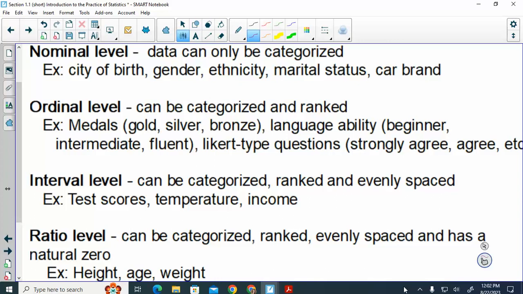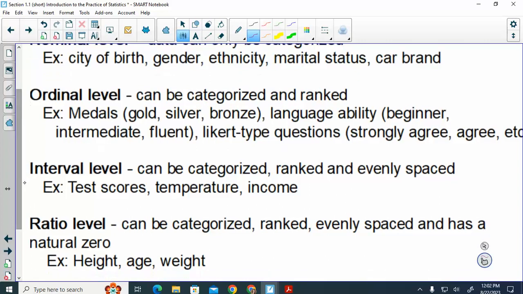Ordinal is when we take it a step up. So we can still have categories, but we can rank them. So things like medals. We all know the gold medal is the best, and then the silver, and then the bronze. If you were looking at your language ability, are you a beginning Spanish speaker, intermediate, are you fluent? We can put those in a meaningful order, an order that doesn't just make sense to me, but we would all agree makes sense. Even something like offices, it goes president, vice president, and so forth. You can put those in some kind of order.